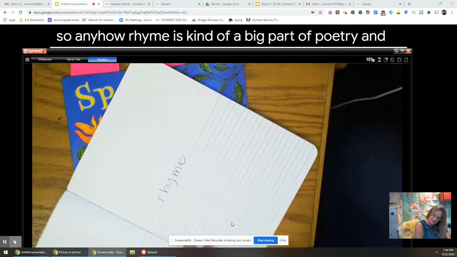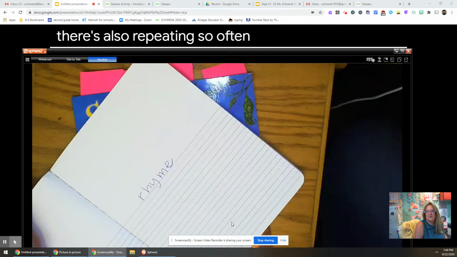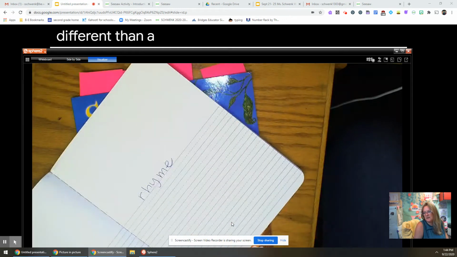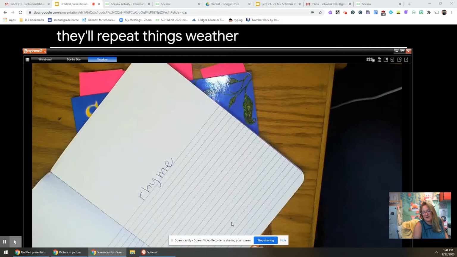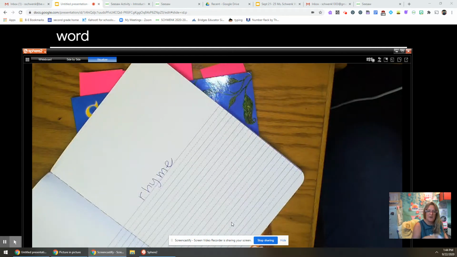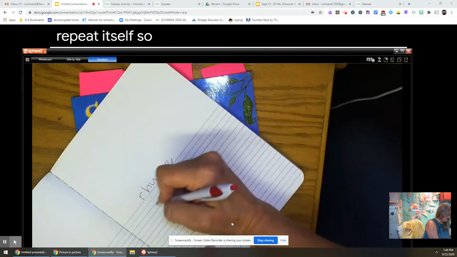And there's also repeating. So, often what makes a poem different than a story or any other kind of writing is they'll repeat things, whether it is a rhyme or it's the same word, however it goes, it's almost like a song, it will repeat itself. So, repeat.